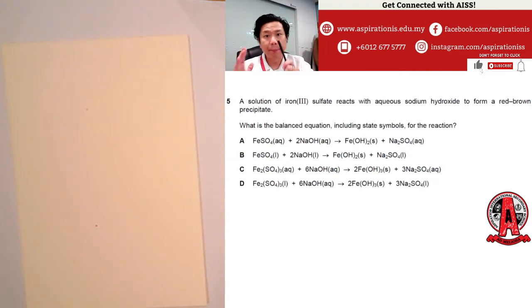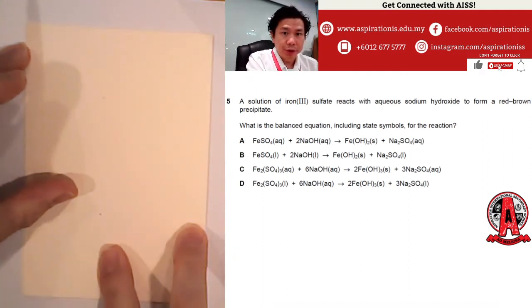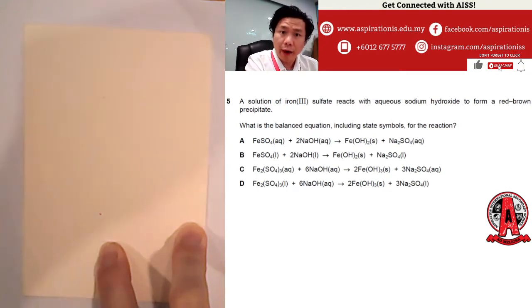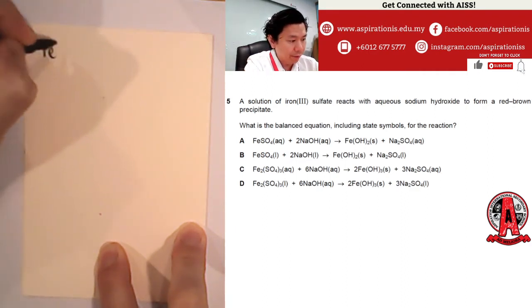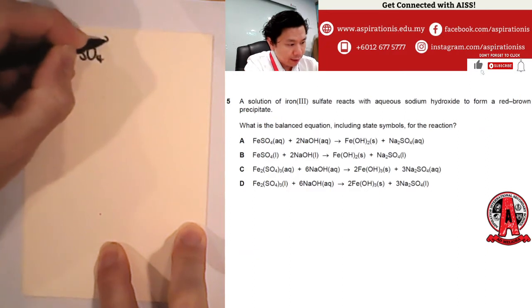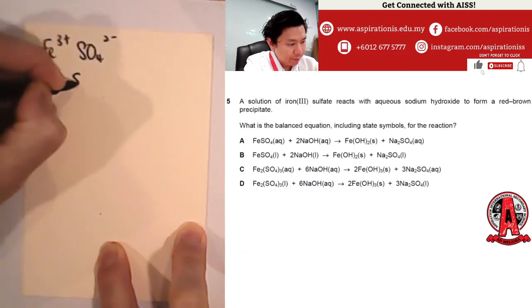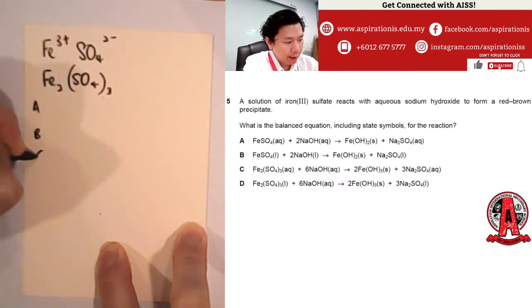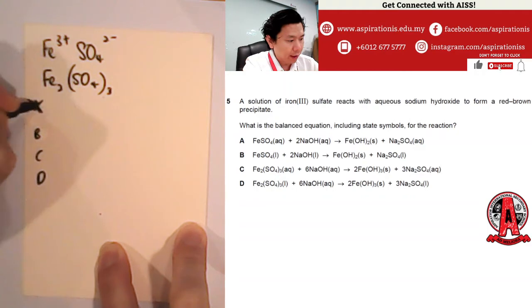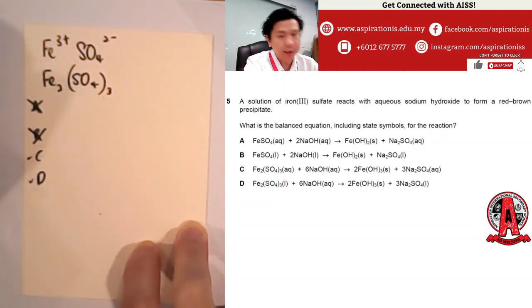So this is just a balancing equation question. Being able to write out the formula for the compound would already narrow down the available answers, right? So you have iron and you have sulfate. So you will know it's Fe2 and SO4 3. So immediately you know that the answer is not A and B, alright? And the answer could be C and D.